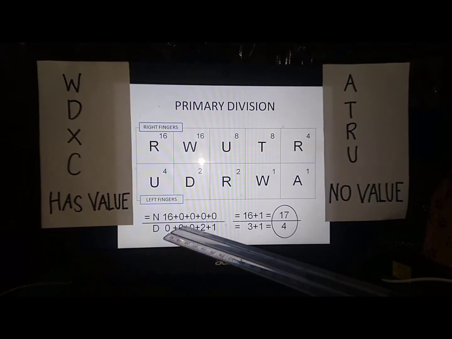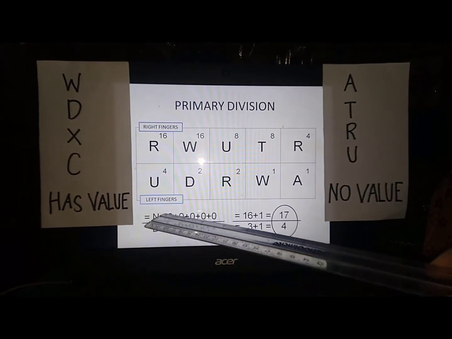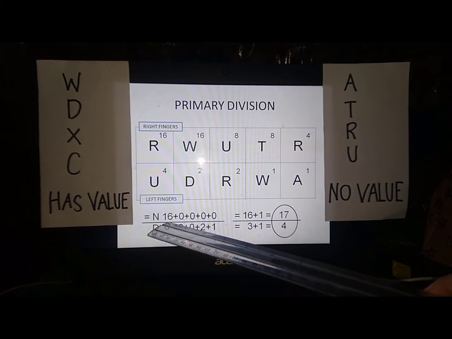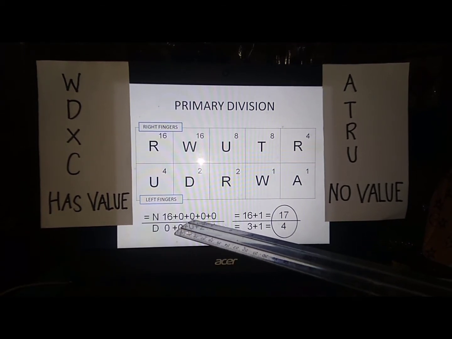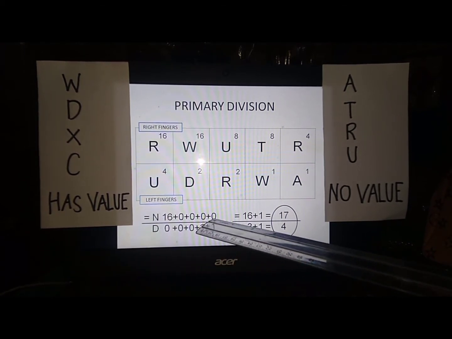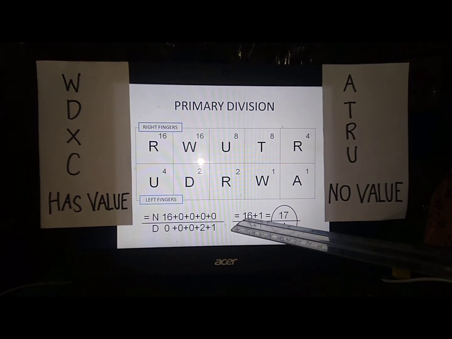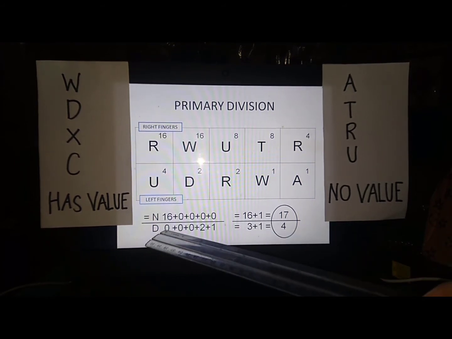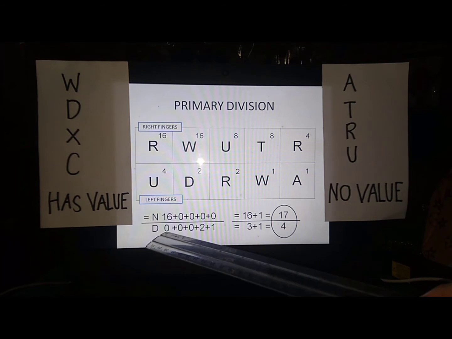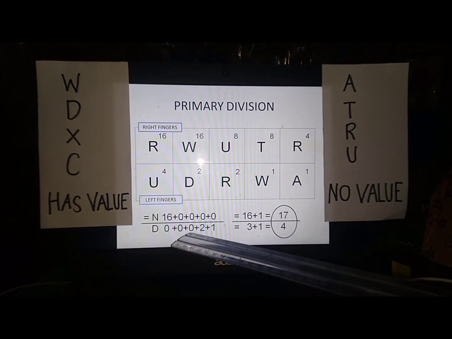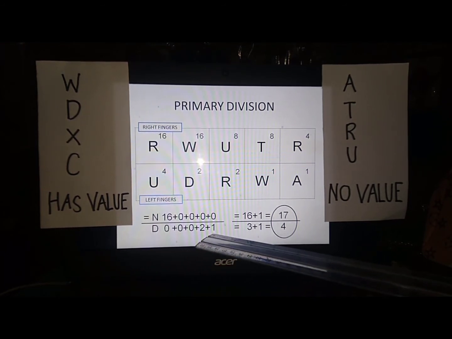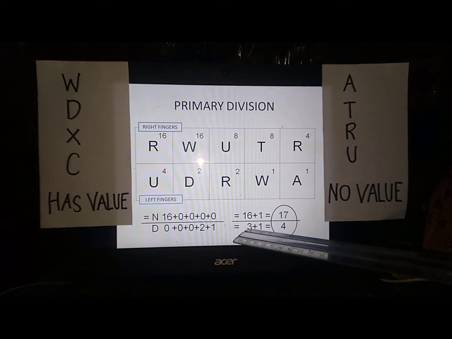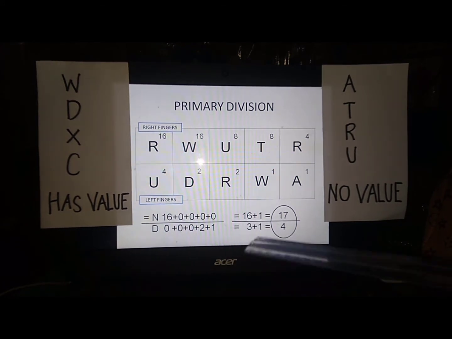Let's add all the numbers here. 16 plus 0 plus 0 plus 0 plus 0 equals 16. Then, let's add the numbers here. 0 plus 0 plus 0 plus 2 plus 1 equals 3.